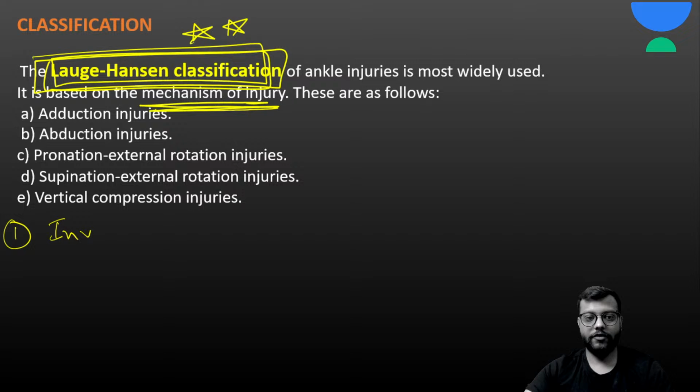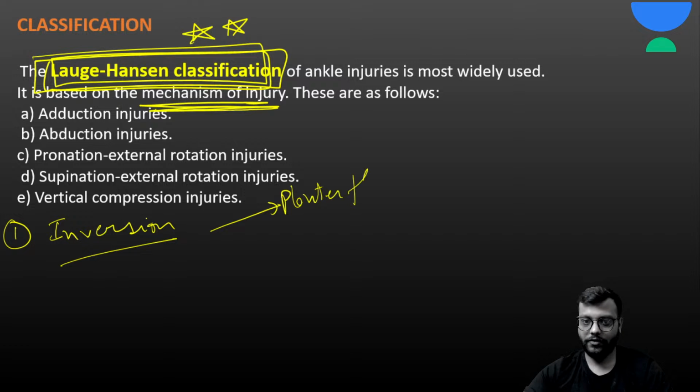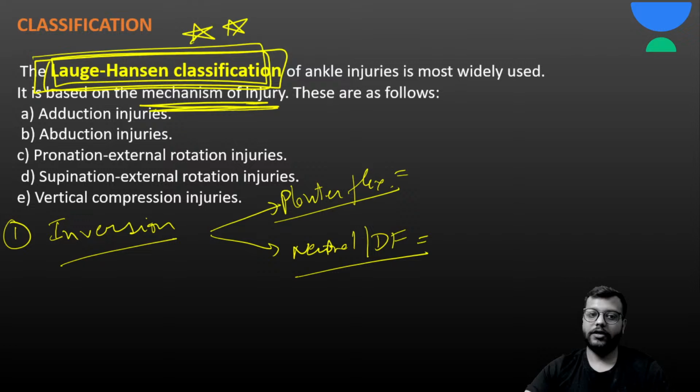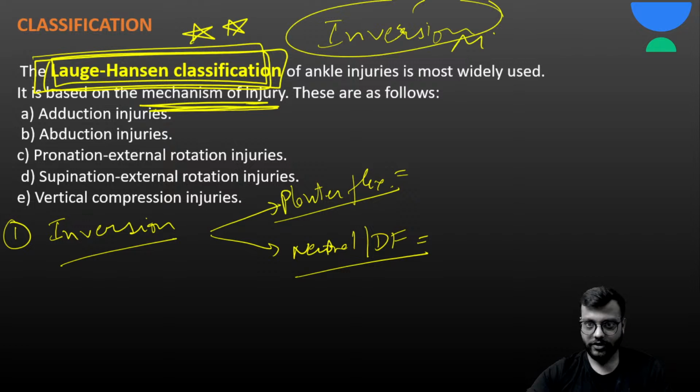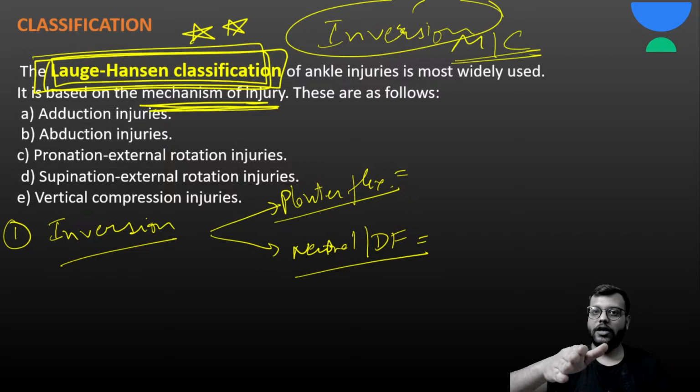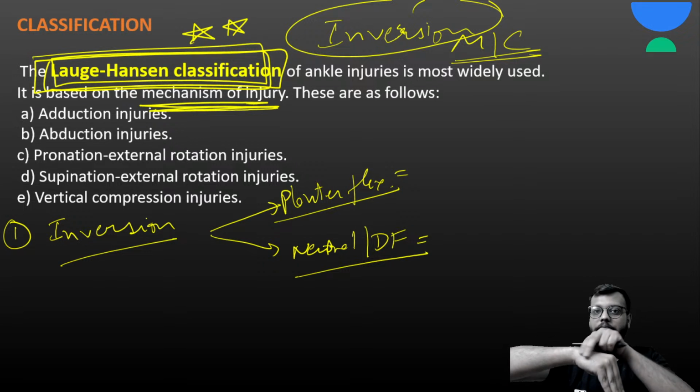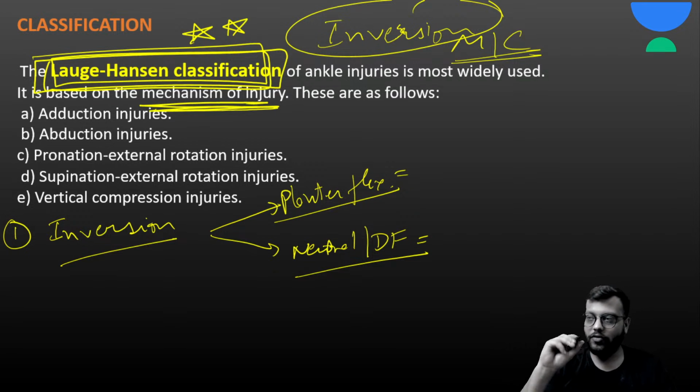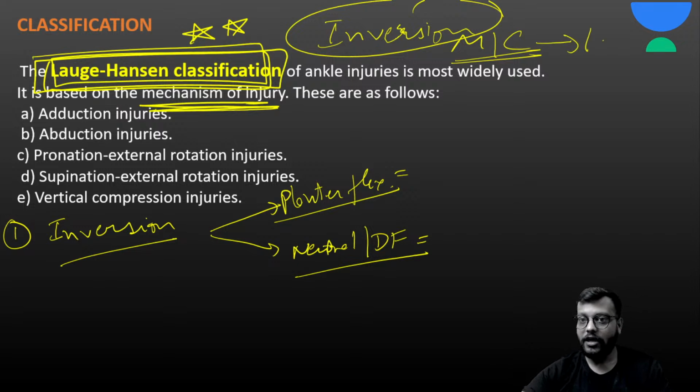So adduction or inversion can occur in two ways, in a plantar flexed foot and in a neutral or dorsiflexed foot. Okay, so in general the inversion injuries are the most common injuries, and you can see if inversion occurs like this, then the force or the tension is in the lateral direction, that is in the lateral collateral ligament, so the injury will be in the lateral collateral ligament, very important.